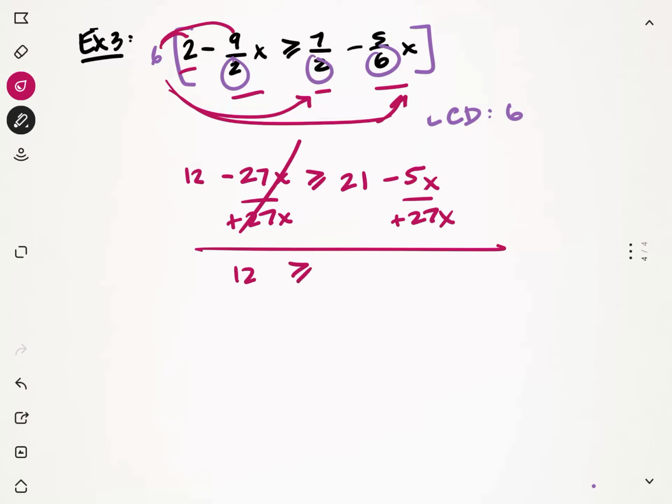So here we have 12 is greater than or equal to 21. And then we have negative 5 plus 27x, which is going to be 22x. And we're left to solve. So we're going to subtract our 21s. 12 minus 21 is negative 9.